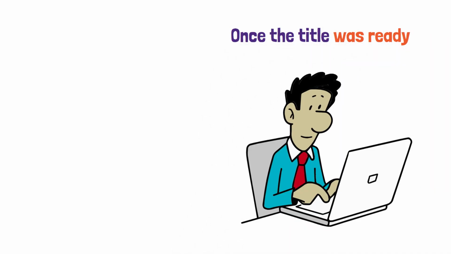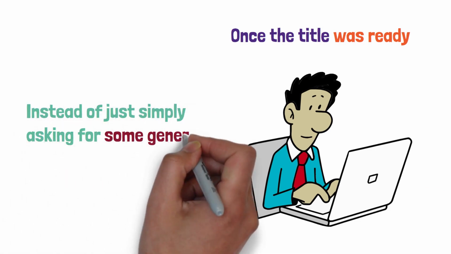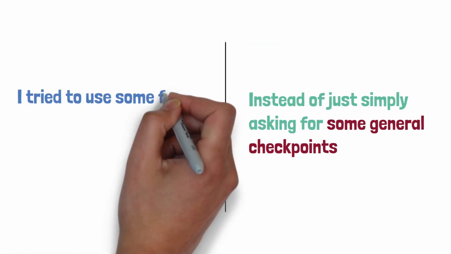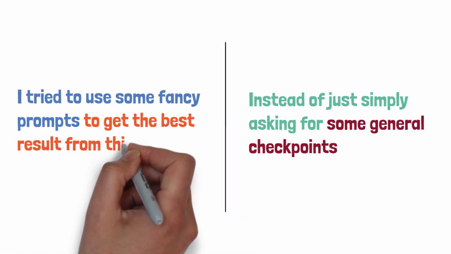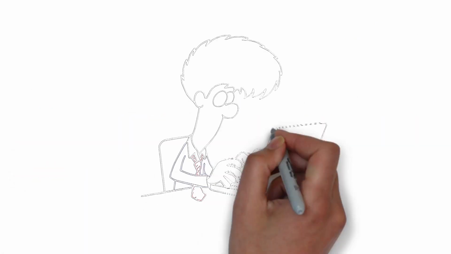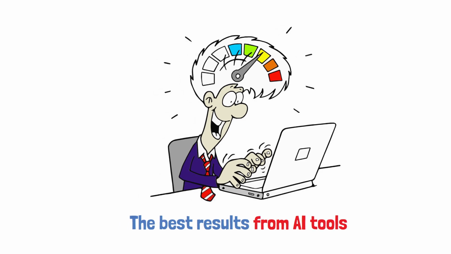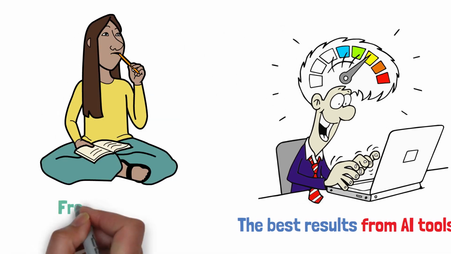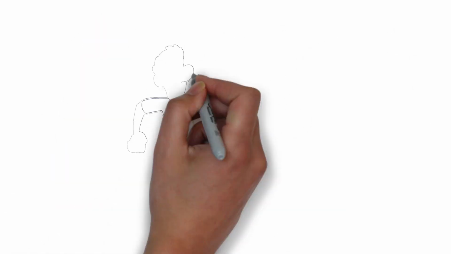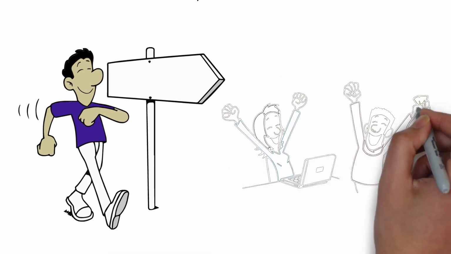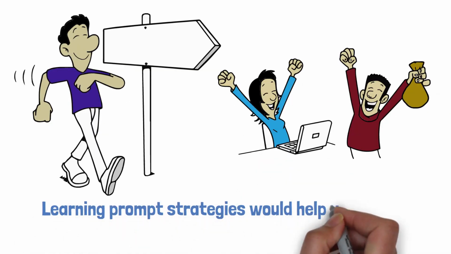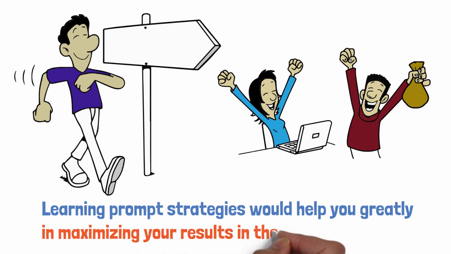Once this title was ready, I asked for the guidelines for SEO, but instead of just simply asking for some general checkpoints, I tried to use some fancy prompts to get the best result from this fantastic AI tool. To learn how to generate the best results from AI tools, we can learn different prompt strategies from different online platforms. If you're willing to go on the route of making money online, learning prompt strategies would help you greatly in maximizing your results in the future.